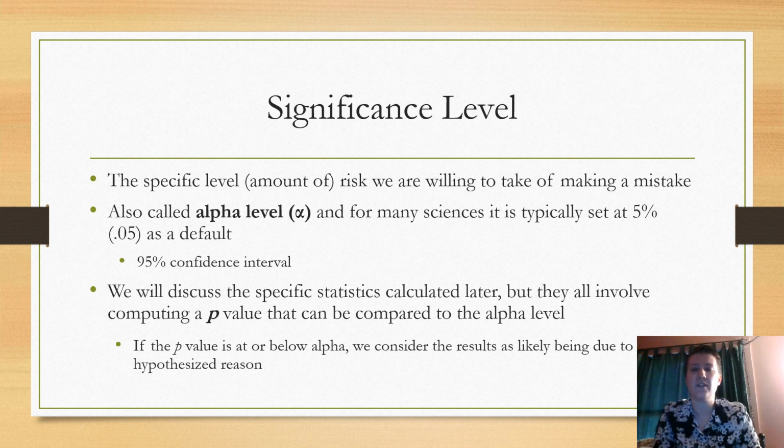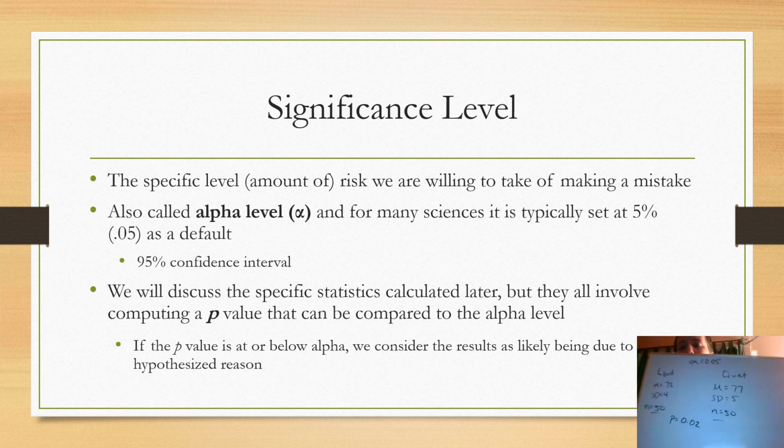Typically, alpha is set at 5% or 0.05. So if you're going to conduct an independent samples t-test, and you set your alpha at 0.05, we know that if our p-value is less than 0.05, then we will reject the null hypothesis. And if our p-value is greater than 0.05, we will retain it. So in this case, let's say that our alpha for this problem is 0.05.